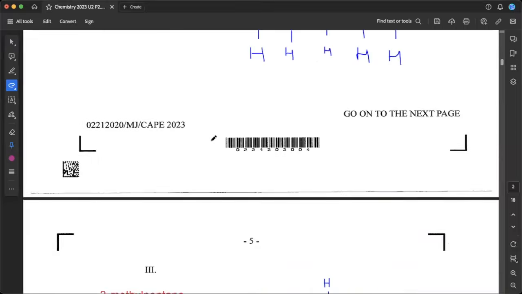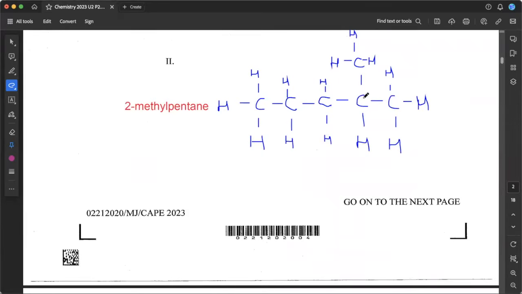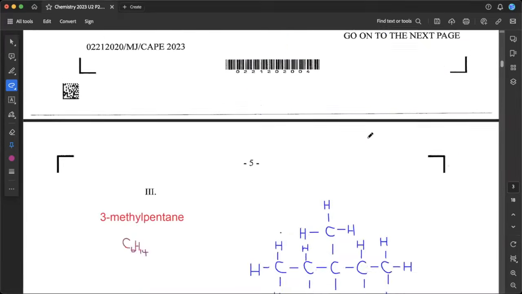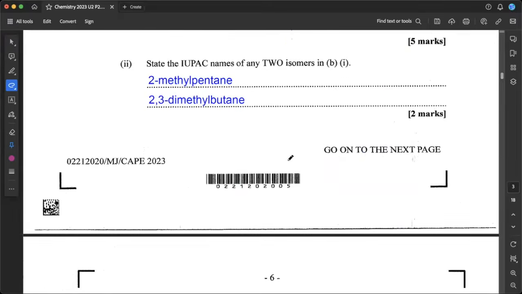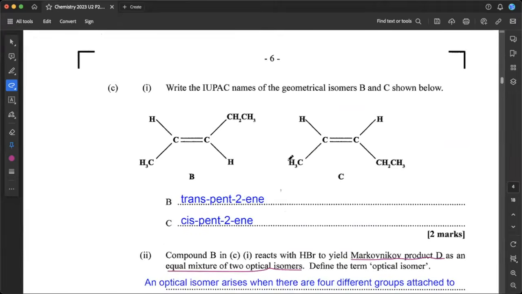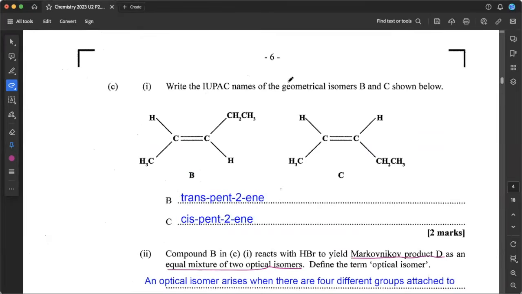And this is my 2-methylpentane, where my methyl group is on that second carbon here. So that's that. Now they're asking us to write the IUPAC names of the geometrical isomers B and C shown below. You see that we have an alkene here, so there's a carbon-carbon double bond here.